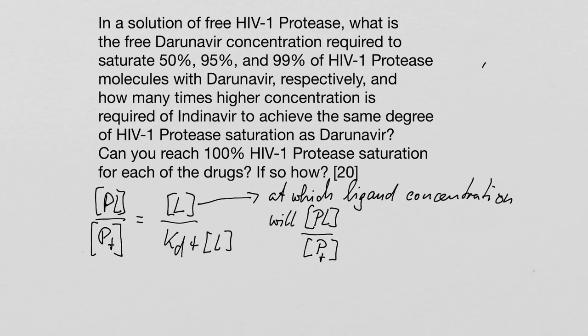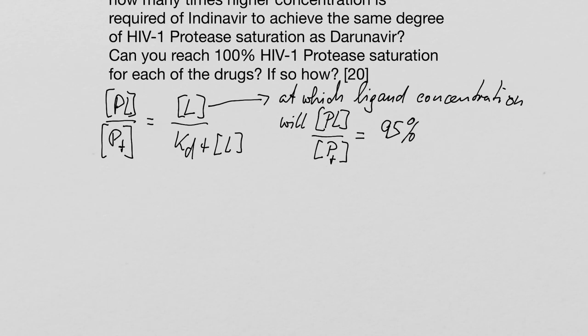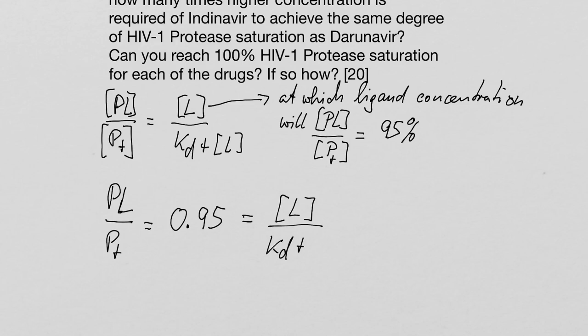reach certain values? So if we just simply take, let's say, the 95%, at which ligand concentration will PL over PT be 95%? So that's not terribly difficult to calculate. What we can do is say PL over PT equals 95%, and that is the same as 0.95. And that is also L over KD plus L.